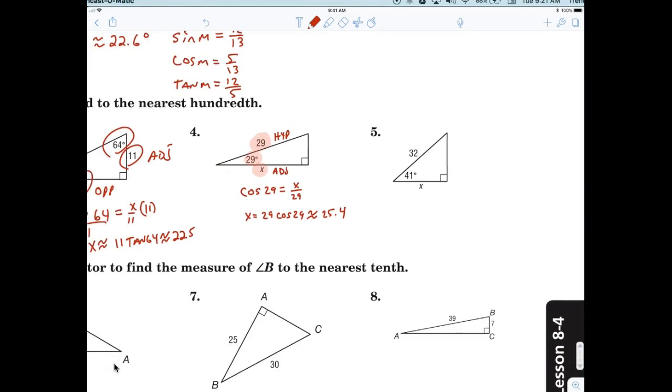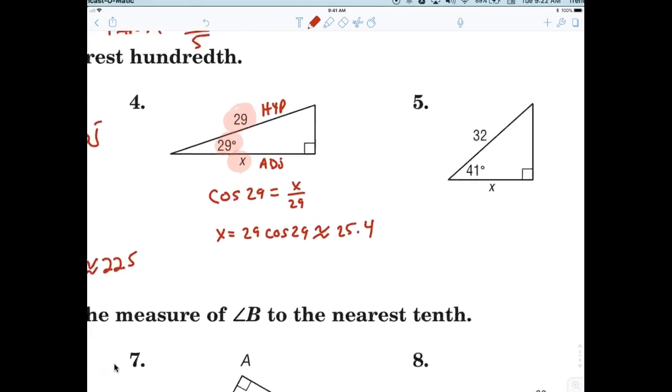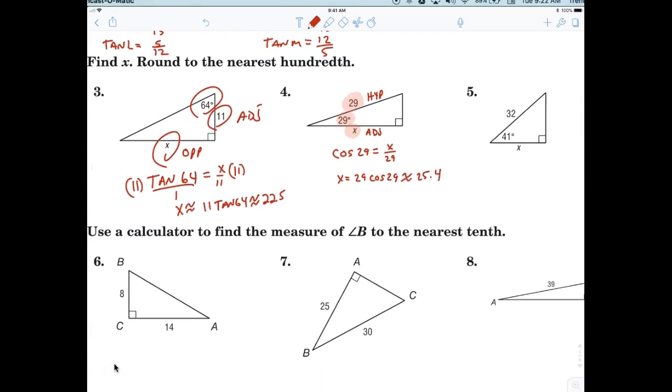Is that good? I just had a question really quickly. About what? Why did you put a 29 before cosine in number 4, but you didn't put an 11 before tangent, whatever it is, in number 3? Oh wait, you did.